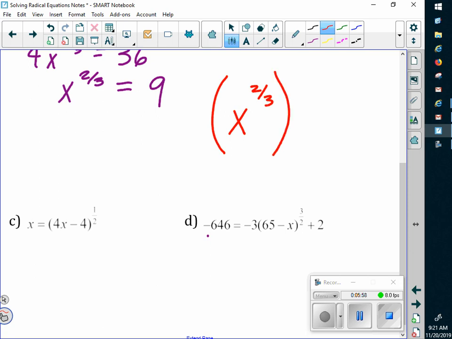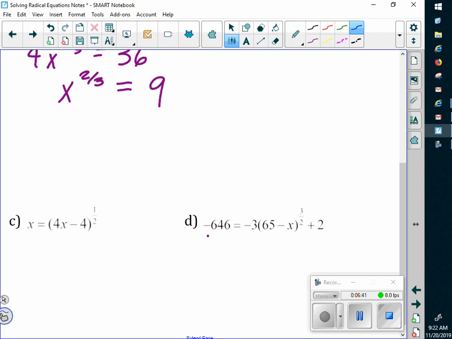What power would I want to raise that to make that just be x to the first power? 3 over 2. Why 3 over 2? Because it's the reciprocal. Oh my gosh, you remember that big word. Good. Because what is 2/3 times 3/2? 6 over 6, which is 1. And what's x to the first power? X. So we're just going to take a little different tack here.